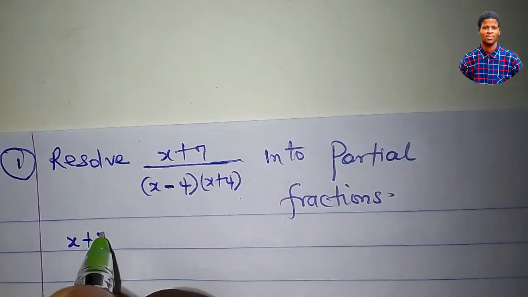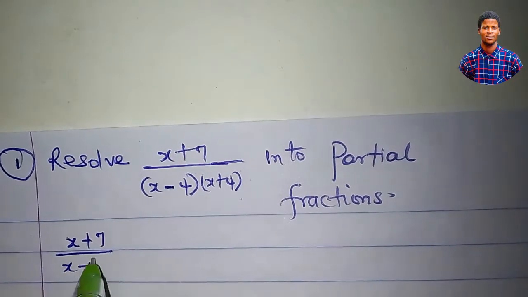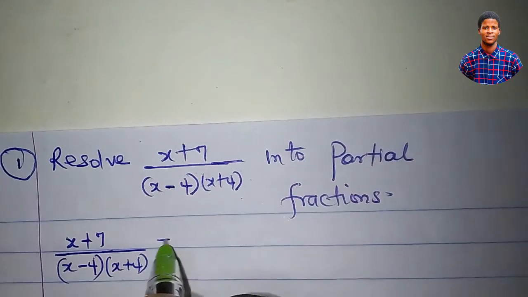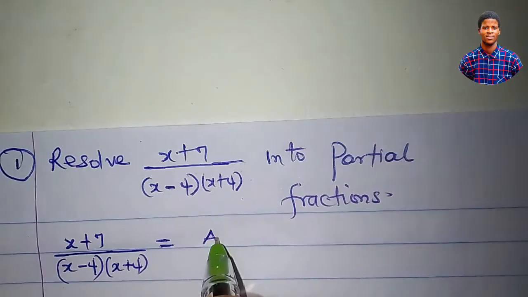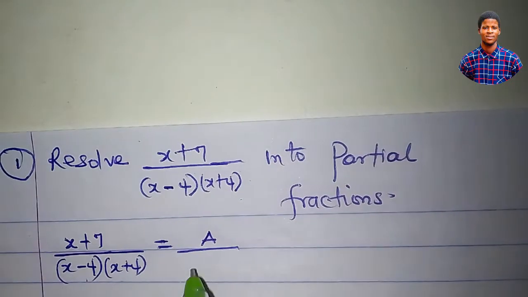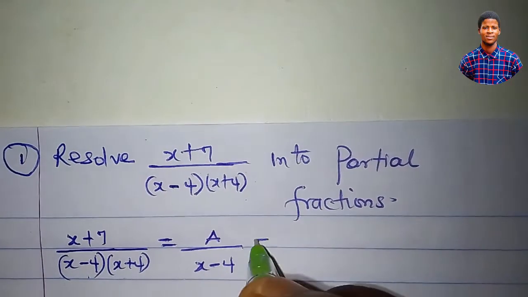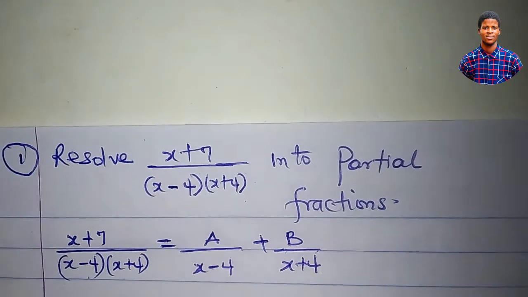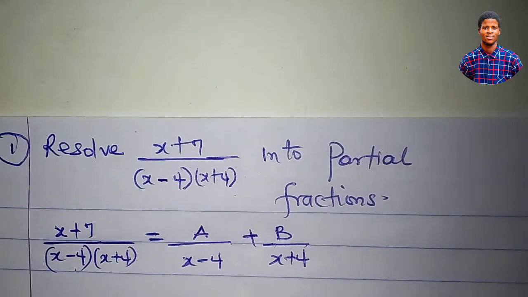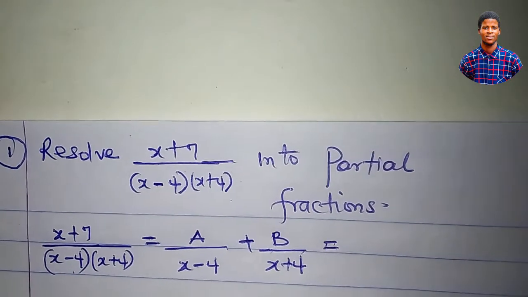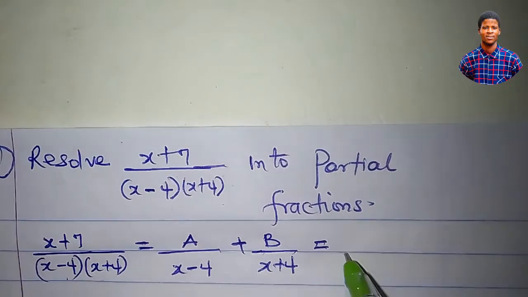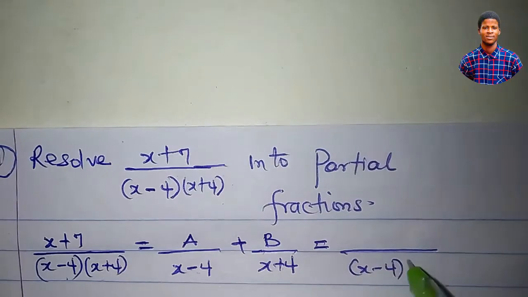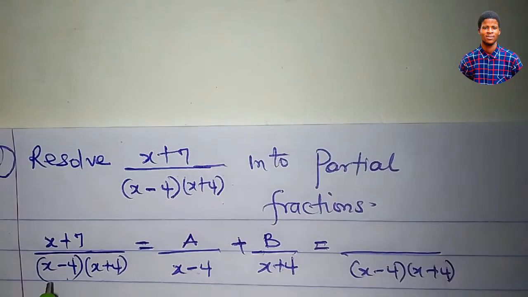(x + 7) over (x - 4)(x + 4) is equal to A over the first factor, x - 4, plus B over the second one, x + 4. I want to simplify it here. By the LCM approach, the LCM of these two is (x - 4)(x + 4). That's what we have here.